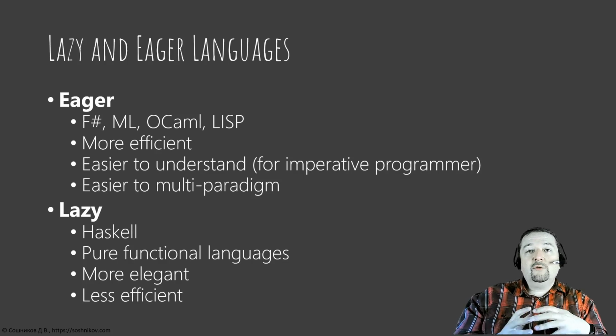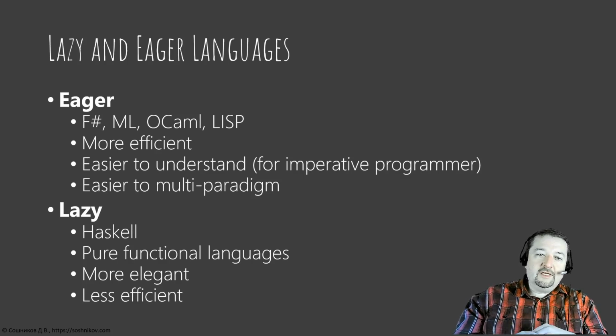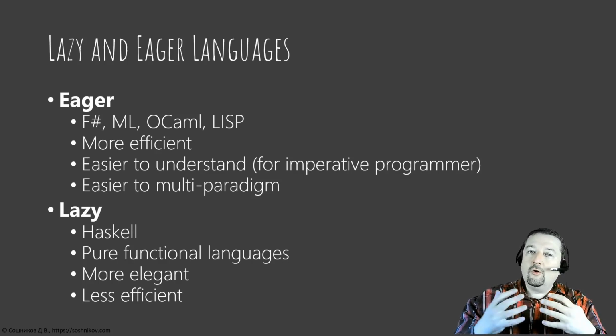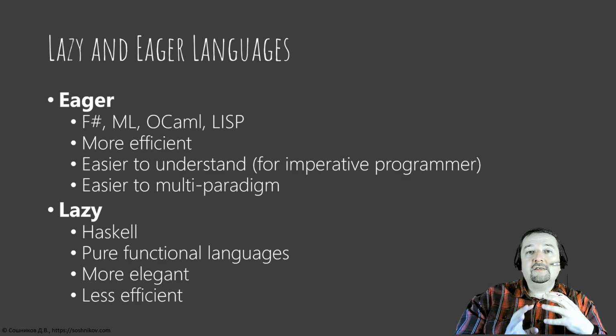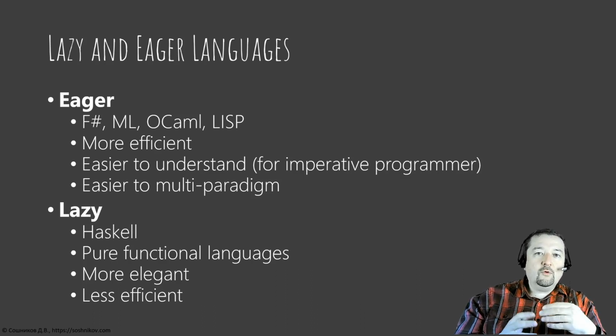There are some programming languages which rely on eager computations, notably F# and the family of ML languages like OCaml, Lisp, and so on. And those languages are definitely more efficient. They are easier to implement because we don't need to hold computations off until some later time. And they are much easier to implement as multi-paradigm languages because eager computational strategy is typical for normal imperative languages.